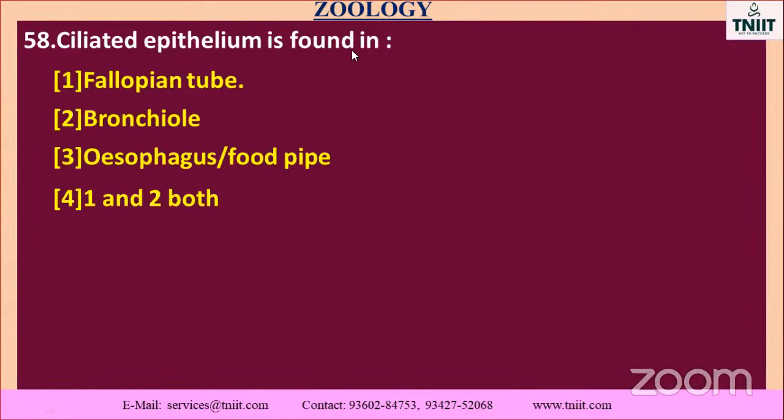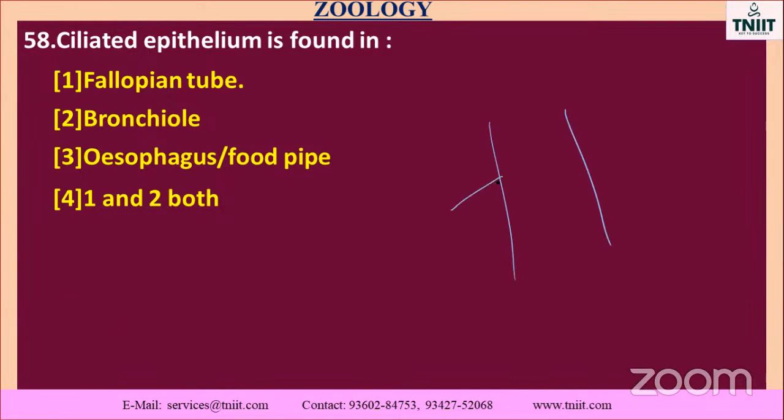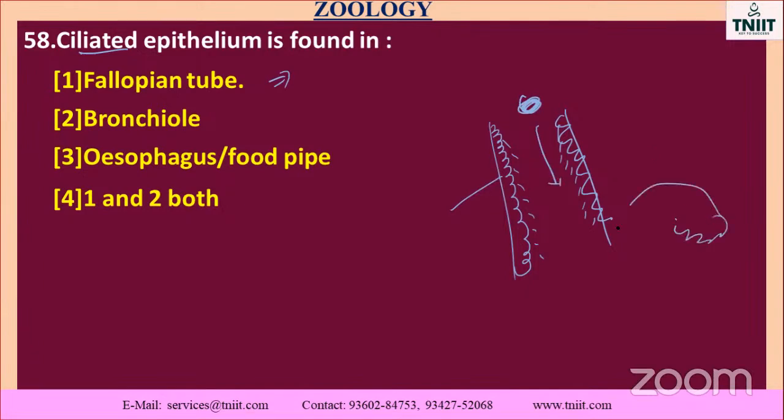Ciliated epithelium is found in, okay, ciliated epithelium. Epithelium is nothing but the outermost layer. Here there is a layer, epithelial tissue is also there. What they are asking is ciliated. Ciliated means small hair-like structures. Where is it present? Fallopian tube. Yes, it is essential in the fallopian tube for egg movement. The egg moves from the fallopian tube to this part. So it can move. Here ciliated epithelium is also present.